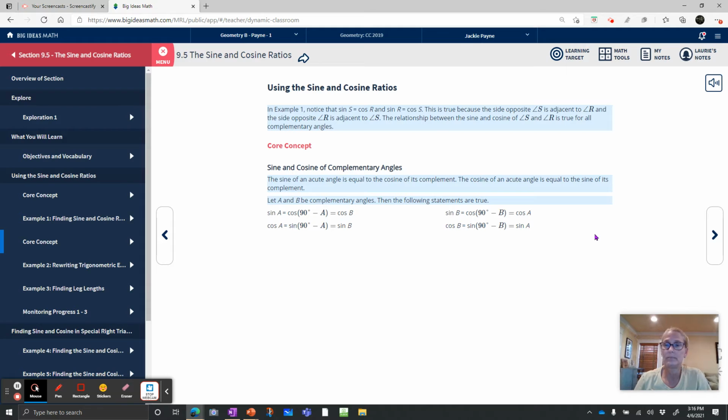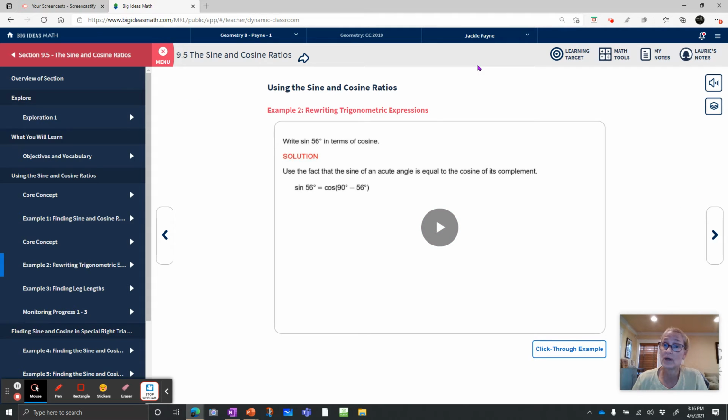If A and B are two complementary angles, then these statements are true. If you have sine A, that's equal to cosine of 90 minus A, or cosine B. If you have cosine A, that's equal to the sine of 90 minus A, or sine of B, and also the same this way. So that's an easy concept that we'll keep in our notes and in the front of our mind. Read more examples.